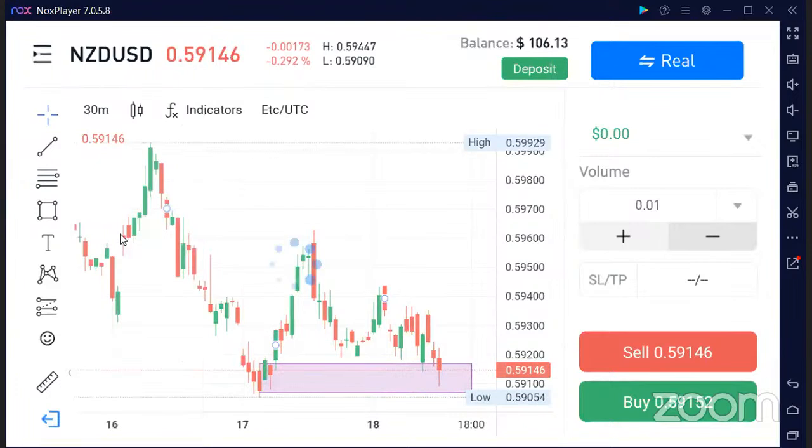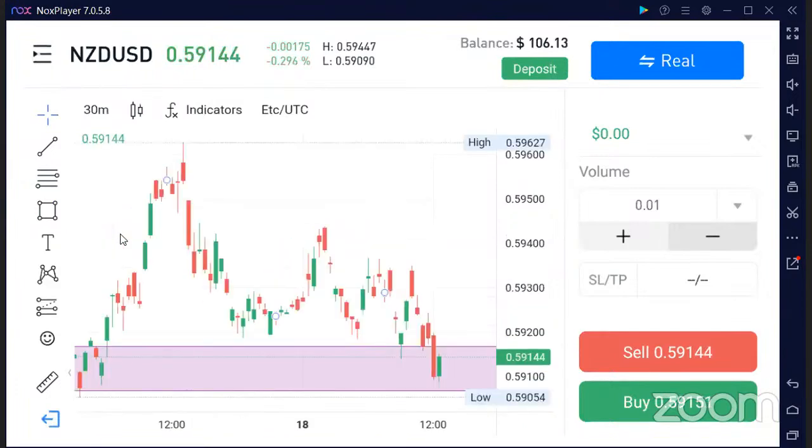That is our 1 hour time frame. Okay, so this is our 30 minutes. What we want to do right now is wait for this market. This market is still inside our zone, so we want this market to break out of this zone. Then if we find an opportunity, we are going to place our order.